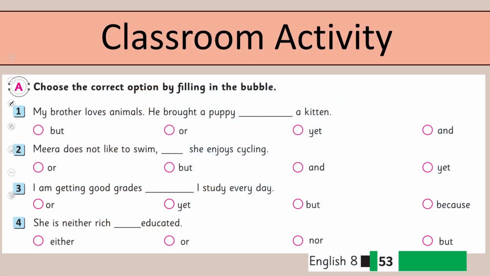Now, here is your classroom activity. This is what you're supposed to do in the class. You pause the video, solve this, and we can come back. Number 1, my brother loves animals. He brought a puppy. Now, he loves all animals, right? So, he brought a puppy and a kitten. So, this is for showing addition.